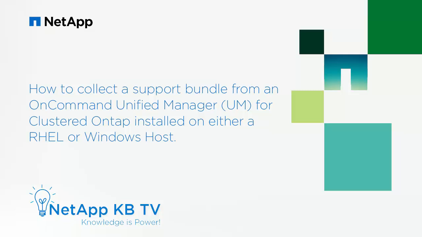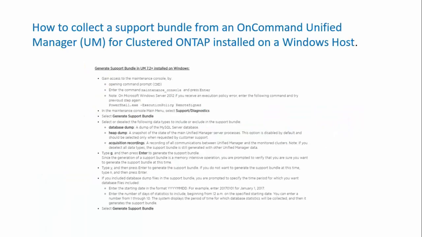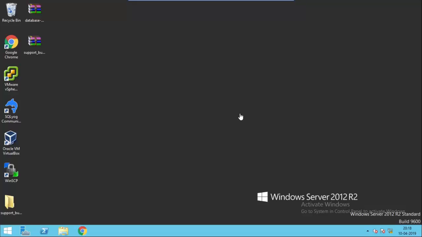This video is based on the KB ID 1029826. This video is to demonstrate how to generate a support bundle in OnCommand Unified Manager 7.2 and above, which is installed on a Windows host. We need to gain access to the maintenance console in order to generate a support bundle. Log in to the OnCommand Unified Manager Windows host with the admin credentials.